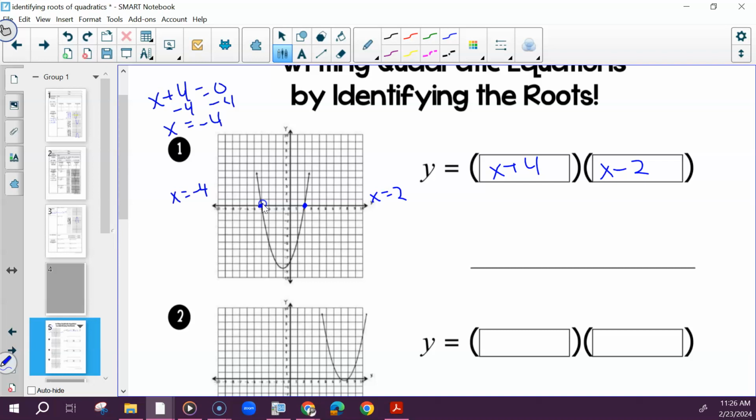Same thing with this one. But we want to rewrite this so that it's back in standard form. So we're going to FOIL, distribute x times x, x times negative 2, 4 times x, and 4 times negative 2. And then combine your like terms to figure out what the actual equation is.